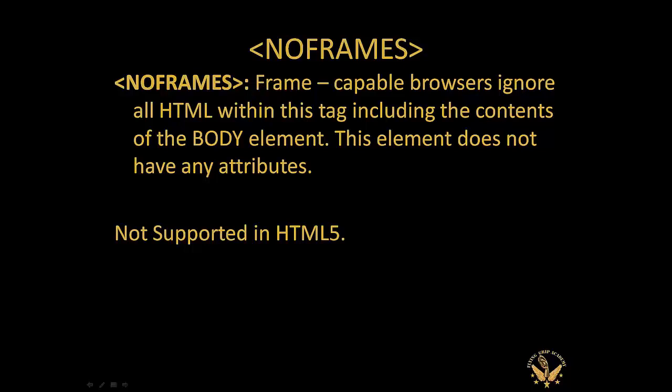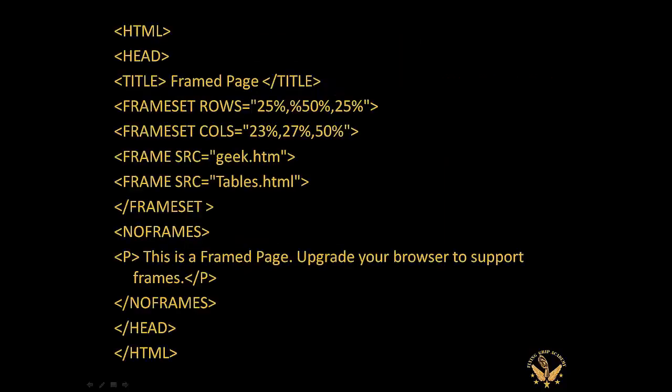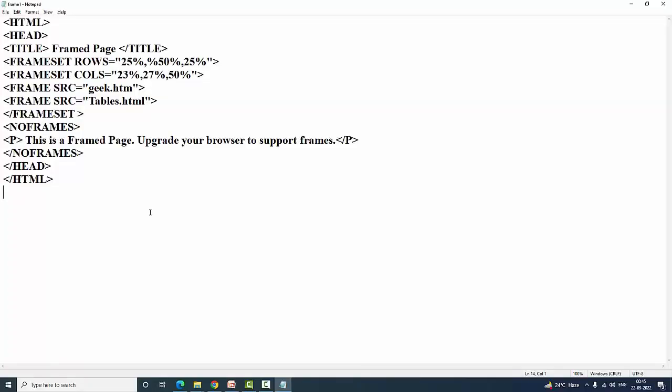No frames: it is no need to specify the frame because the frame is not visible, which is not supported in the HTML file. Let us see the example here. It specifies the title as framed page and the frameset rows are specified. Here it specifies three rows and three columns. And here we are going to mention the frame source example1.html and another one is frame.html.